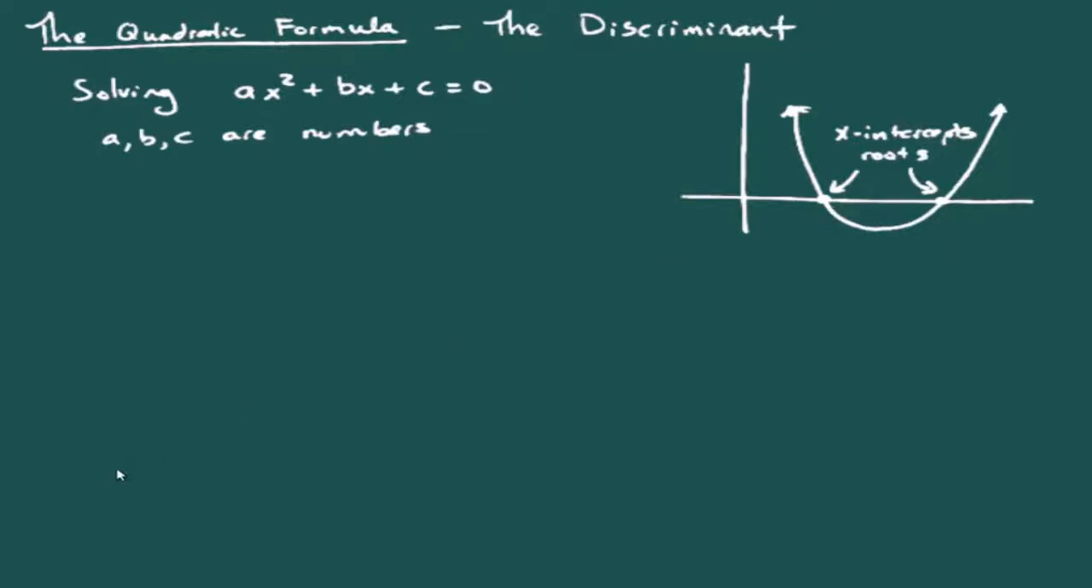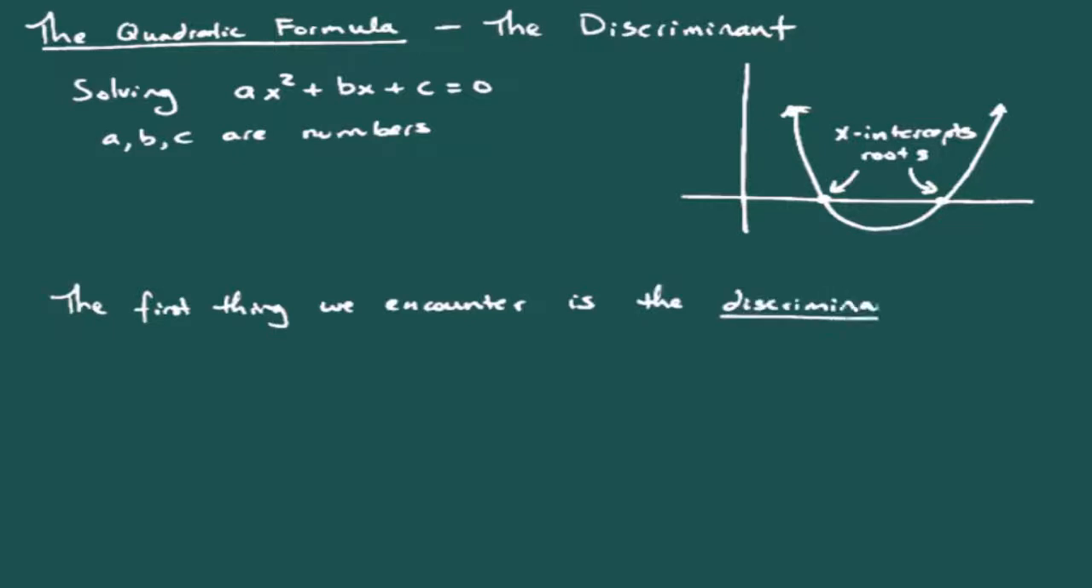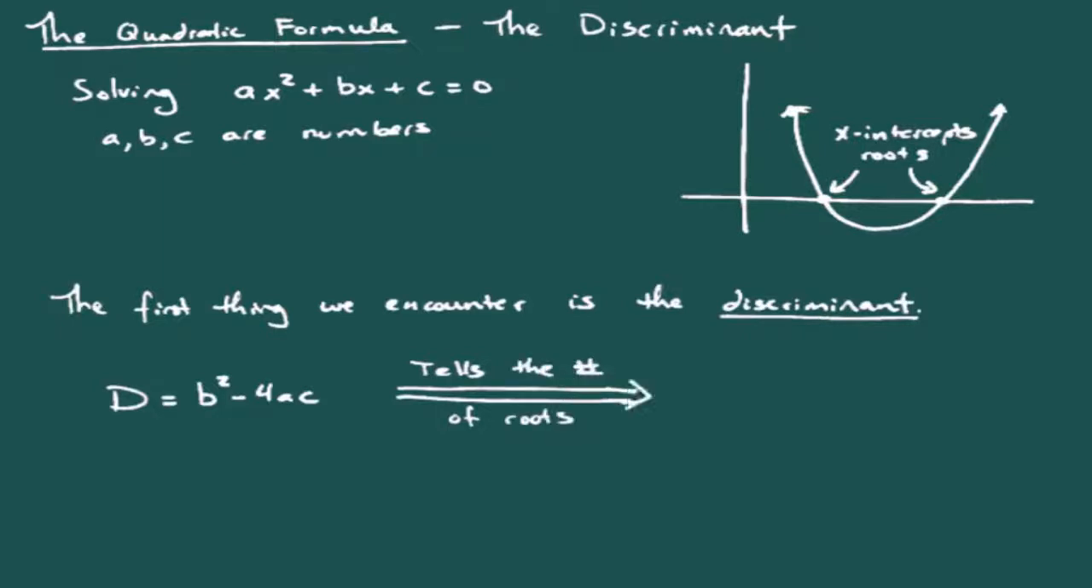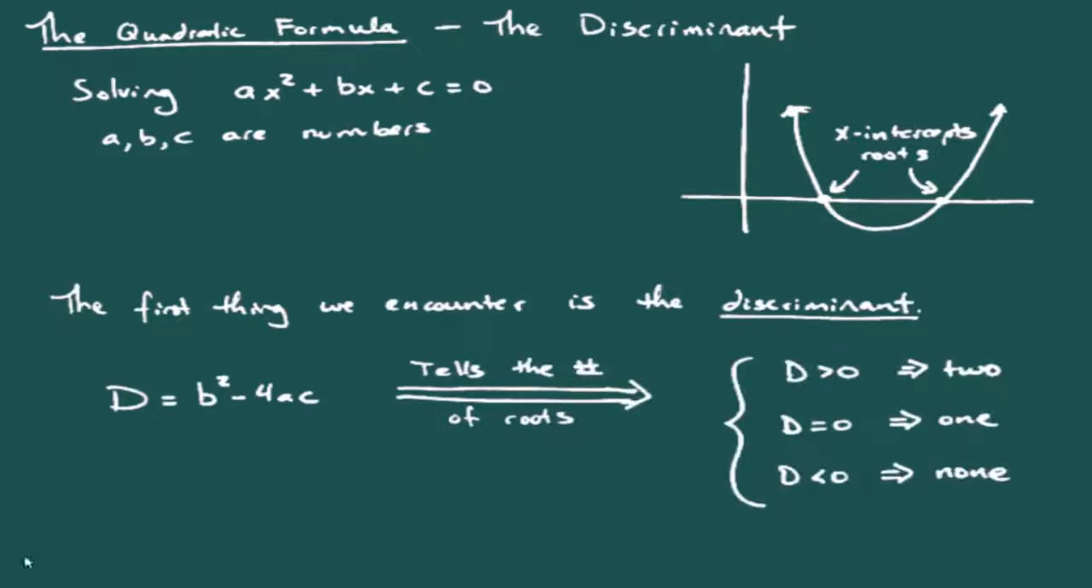Now, where is the discriminant actually popping up? Well, the discriminant is calculated in terms of those numbers a, b, and c. In particular, the discriminant, which we'll call capital D, is going to be equal to b squared minus 4ac. What that tells us is the number of roots that the quadratic is going to have. So how many times are we going to cross the x-axis?